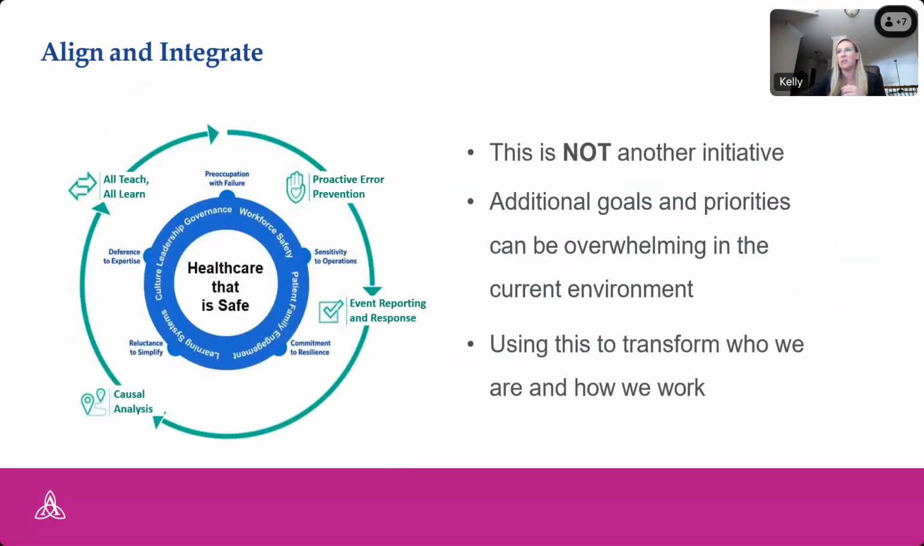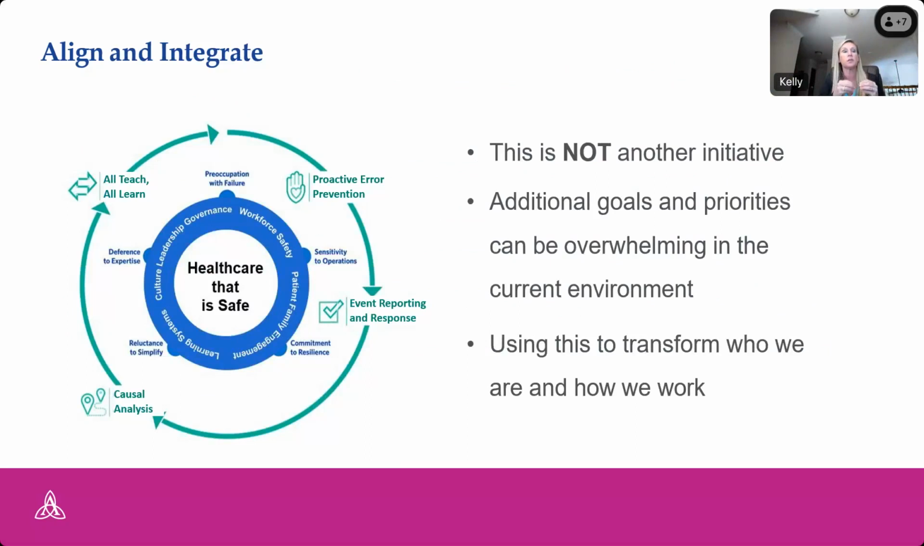What you'll see here is, for us, it was really important as we embarked on this journey that this not be another initiative. I hear all the time from associates across Ascension, well, what is this related to? Is this related to value-based purchasing? Is it related to high reliability? Is it related to HACs? Is it related to any other program that all of you are working through? Creating quite a chaotic environment for our care providers.